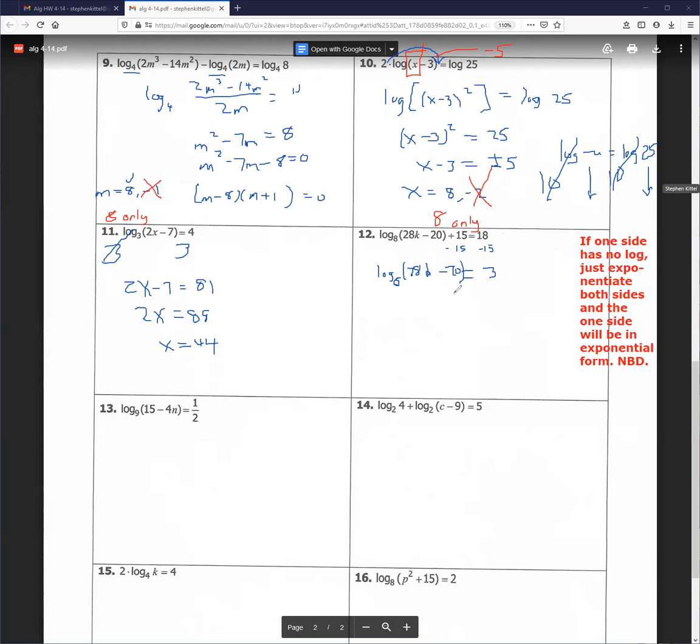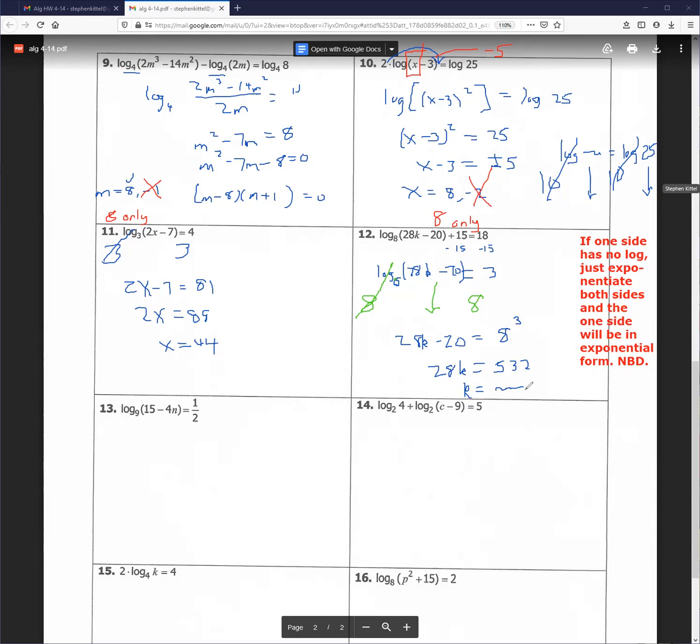And now, to get rid of the log base 8, we're going to do 8 to the on both sides. This will cancel that. This drops down. And the result now is 28k minus 20 is equal to 8 to the 3rd, which is 512. So we'll add 20 to both sides. And now we got to divide by 28.